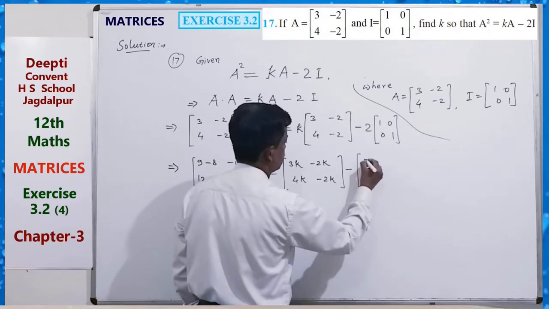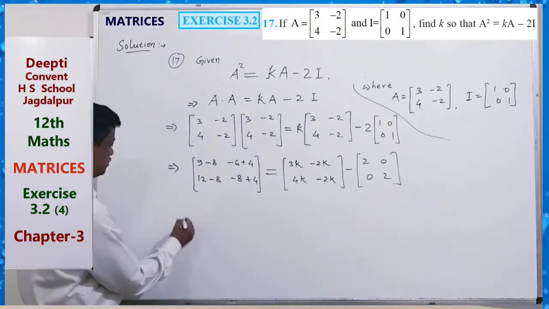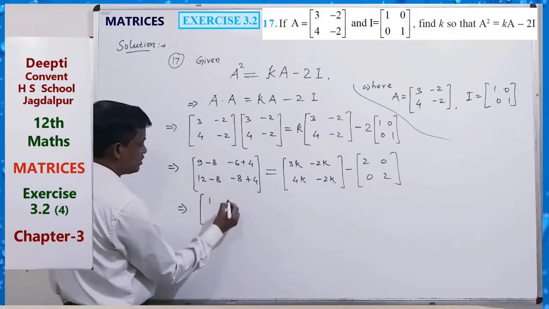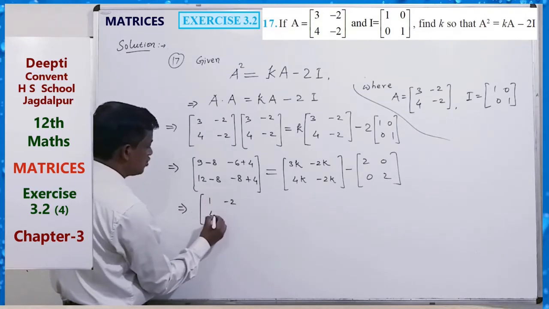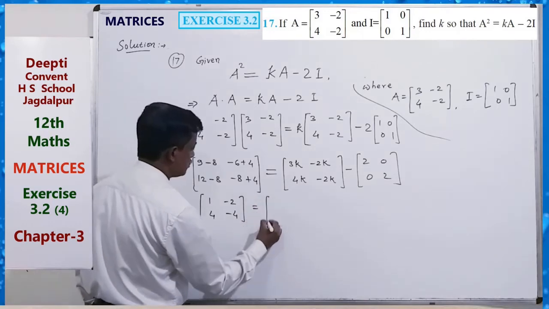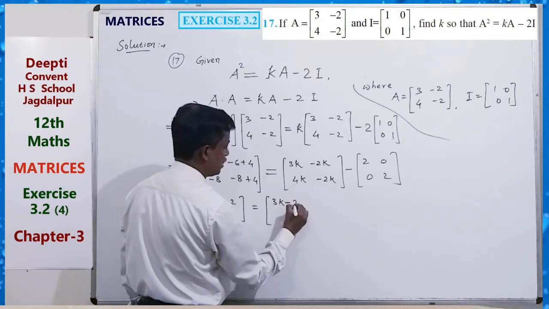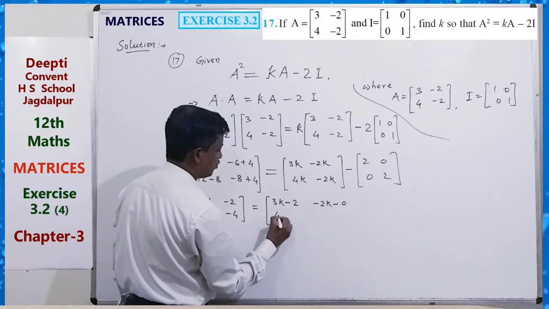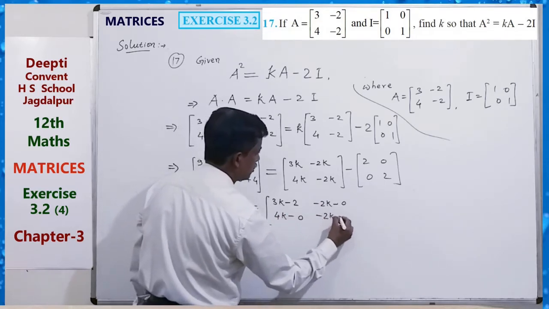Here just multiply, so we can get like this. Left side getting what? 9 minus 8 is 1, minus 6 plus 4 is minus 2, here 8, 12 minus this 4, here minus 4. This is equal to, just subtract it, so 3k minus 2, 2k minus 0, 4k minus 0, 2k minus 2.